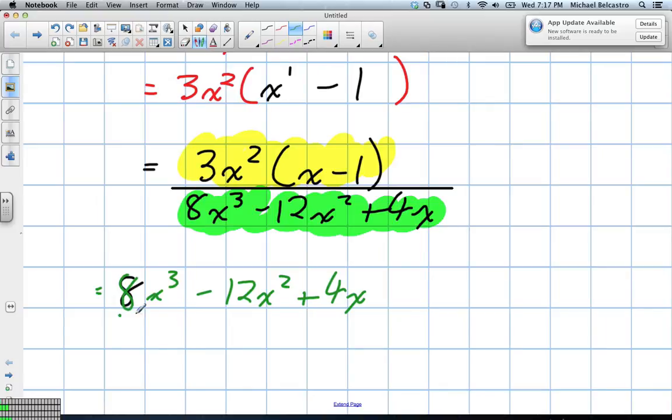What would be a common coefficient of these terms? 2. There's even a larger one we could take. 4. Yeah, we could definitely take 4 out of all of these. So when we do the factoring, we're going to divide each of them for sure by 4.